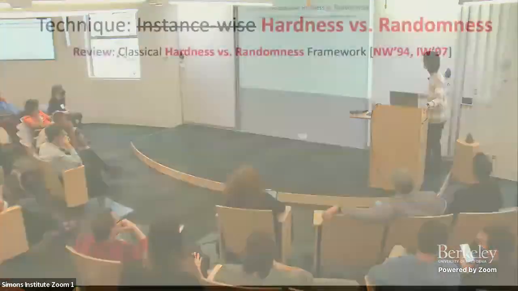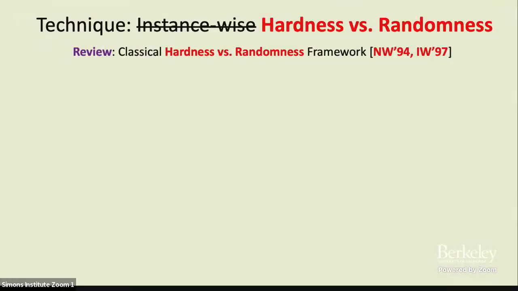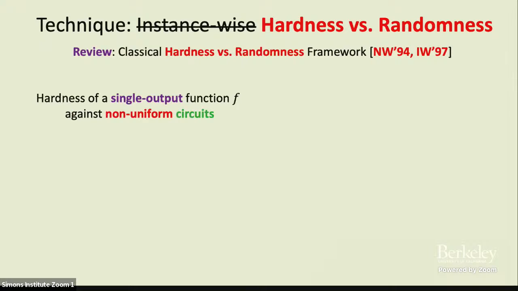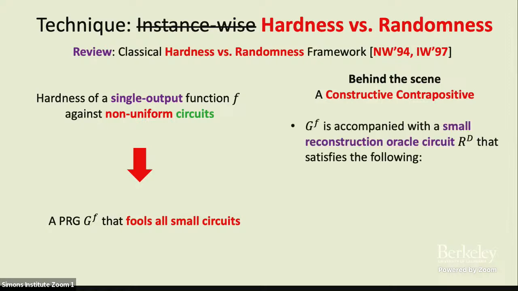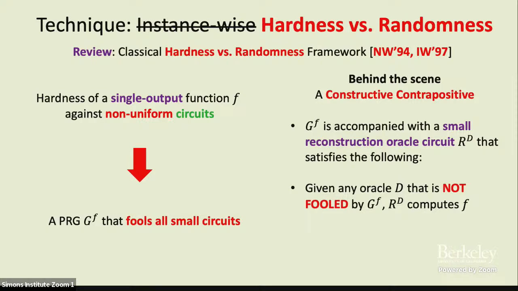I want to talk a bit about the techniques behind the hardness versus randomness framework. In the classical hardness versus randomness framework by Nisan and Wigderson, usually you assume hardness of a single output function f against non-uniform circuits. Then you construct a PRG G^f, so G depends on f, that fools all small circuits. Behind the scenes, what's really happening is a constructive contrapositive of what you want. They show that this G^f is accompanied with a small reconstruction oracle circuit R^D, such that given any oracle D that is not fooled by this PRG, this reconstruction oracle circuit, given the distinguisher, computes f exactly.